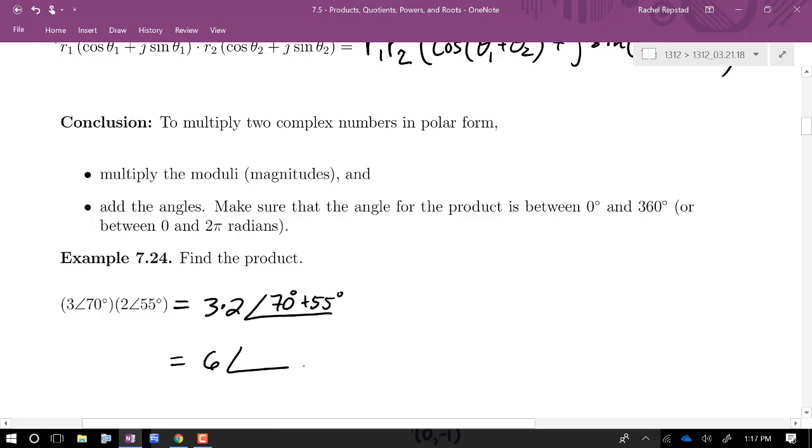So we have 6 at an angle of 125. There's the answer in polar form. I'm doing a quick check: positive 125 degrees is a standard position angle between 0 and 360. So that's perfect, and unless they ask me to write it in some other form, I can stop right there. That's it. That's even easier than foiling two complex numbers.